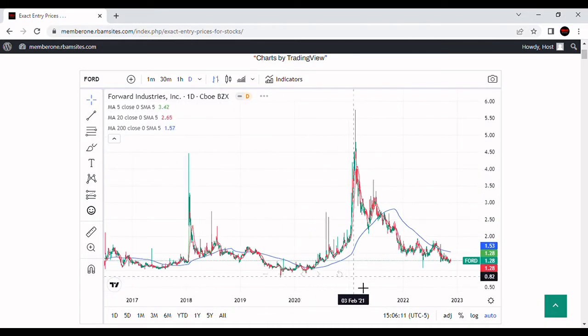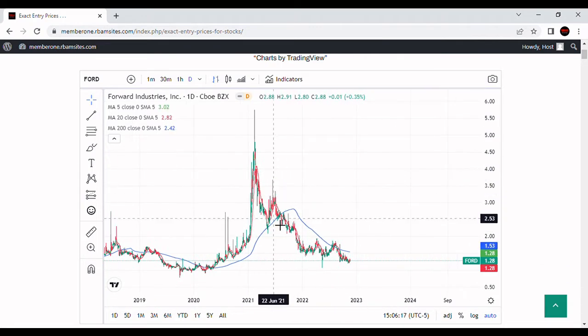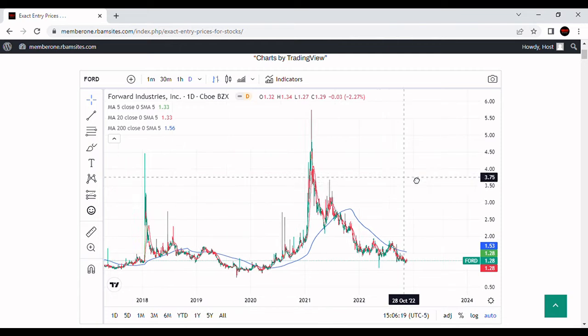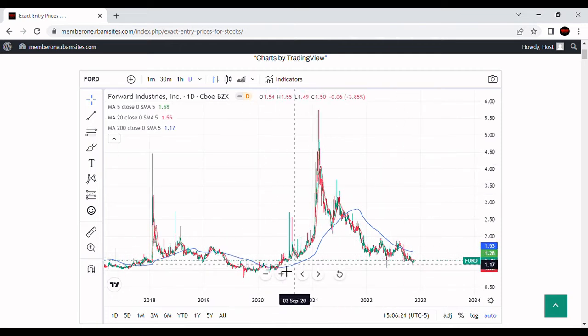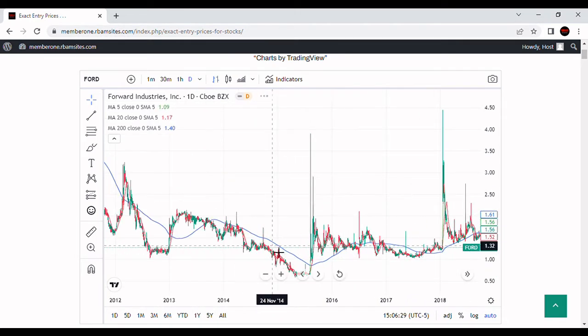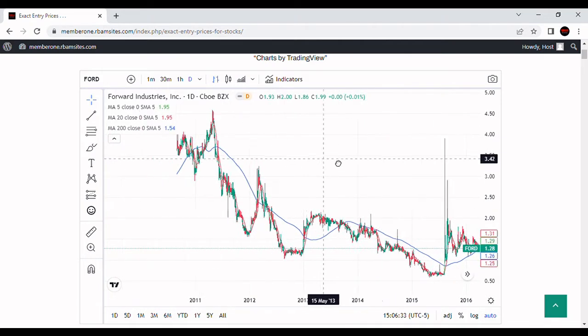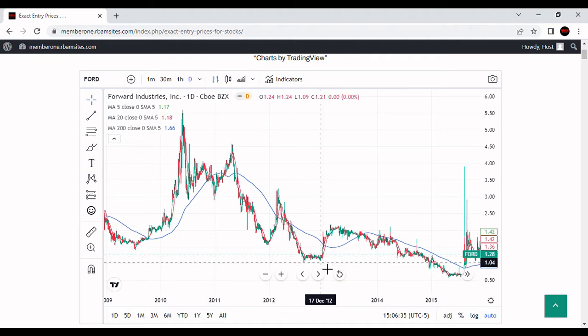This is Ford. What did Ford do when it was above its 200-day moving average? It skyrocketed. What did it do when it was below its 200-day moving average? It went down. What did it do when the moving averages were roughly flat? It pretty much stayed roughly flat except for these crazy spikes. Pretty much stayed flat, right? So we're going back here for a lot of years now. Below its 200-day moving average, it went down.